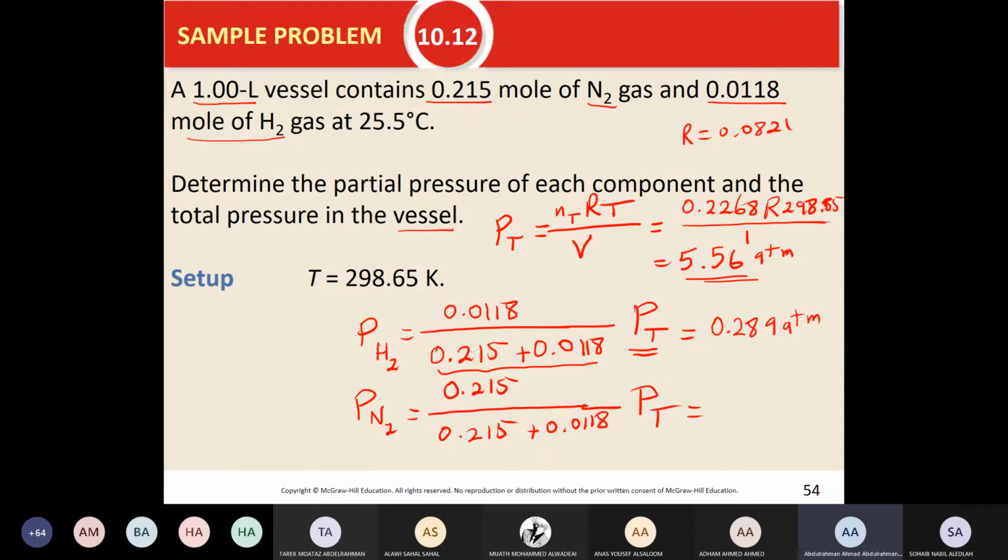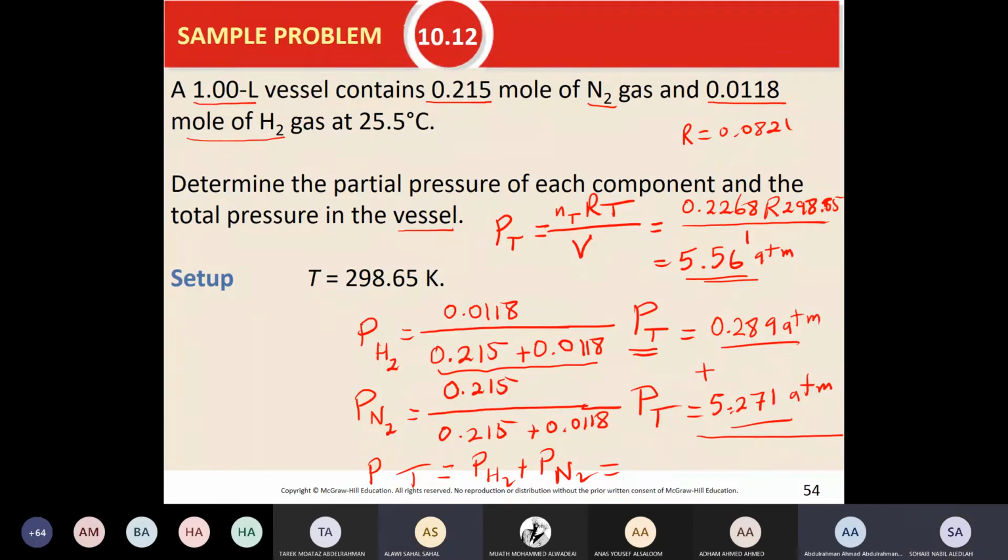Okay, what's the pressure of nitrogen? 5.271. 5.271 exactly, atmosphere. Okay, what's P total? It's equal to the pressure of hydrogen plus the pressure of nitrogen. We have this one and this one. We already calculated it, but we want to recheck it. Add these two numbers together. 5.56. 5.6.